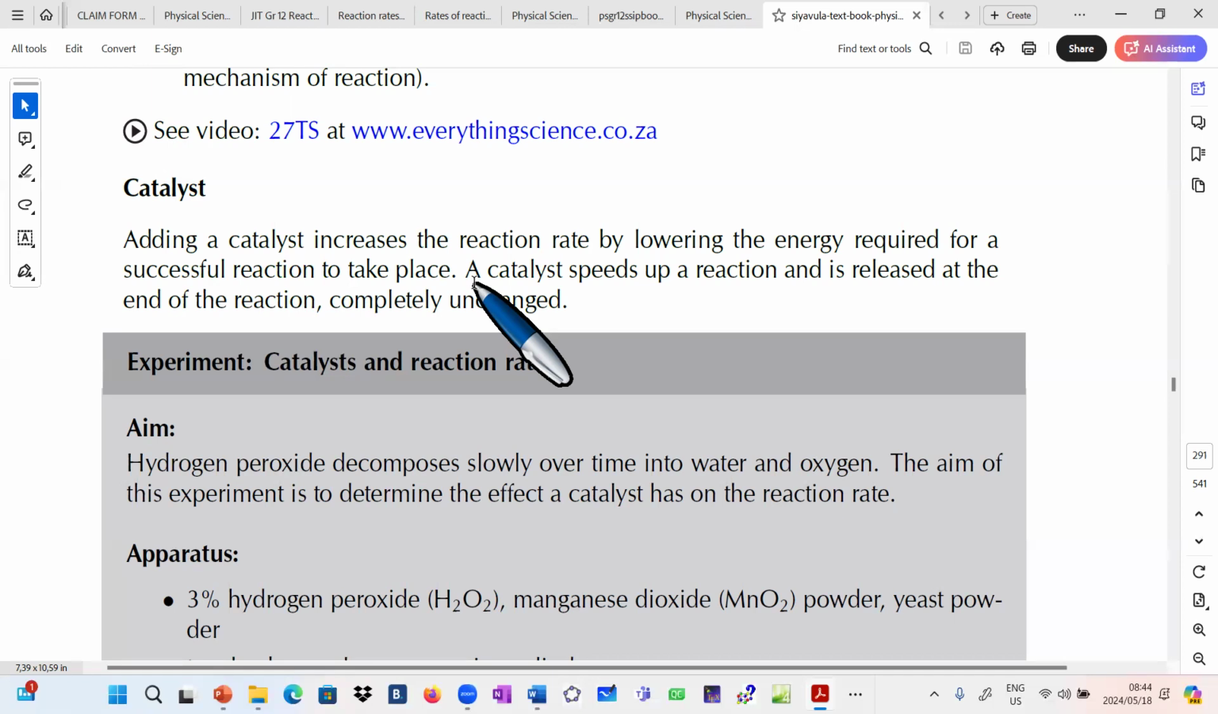We continue. A catalyst speeds up a reaction and is released at the end of the reaction completely unchanged. As an experiment, one can look at catalysts and reaction rate. Hydrogen peroxide decomposes slowly over time into water and oxygen. The aim of this experiment is to determine the effect a catalyst has on a reaction rate.